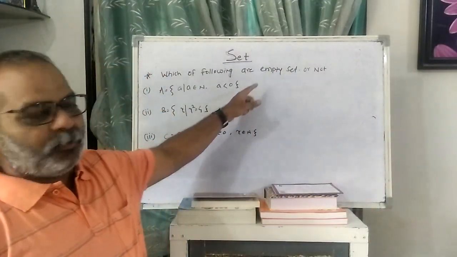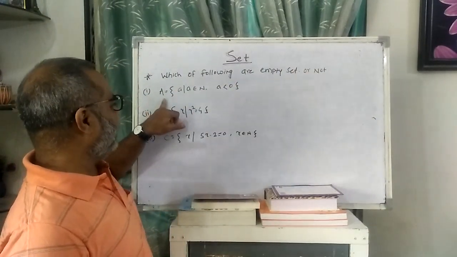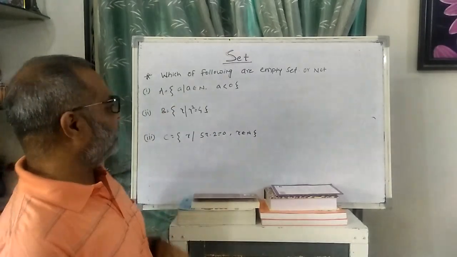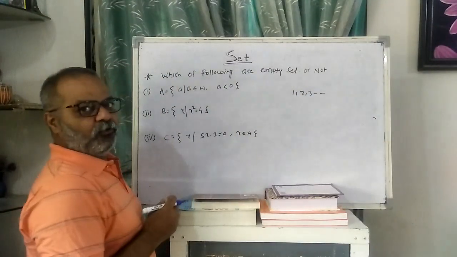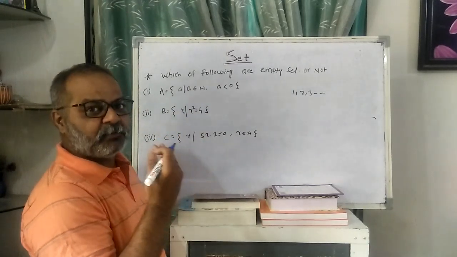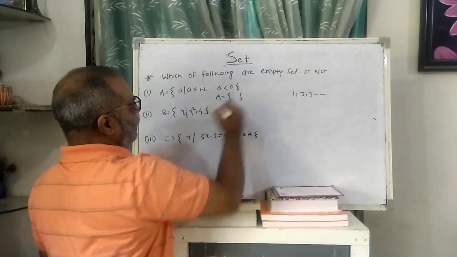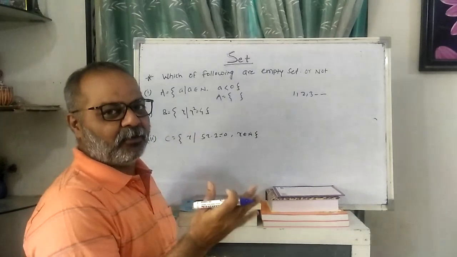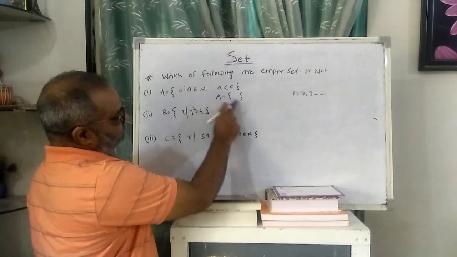Okay, we solve another problem. Which of the following are empty sets or not? Problem 1 is given: A such that A belongs to N and A is less than 0. Again, A belongs to N, which starts from 1, 2, 3 and so on. But what is the value of A? A is a natural number, but it is less than 0. Less than 0 is, for example, minus 1, and minus 1 is not a natural number. So what is set A? Set A is empty. There is no element present because A is a natural number and it is less than 0, and that is not a natural number. So the set is empty.